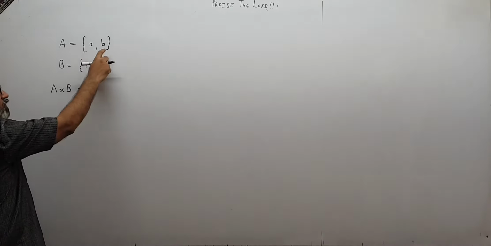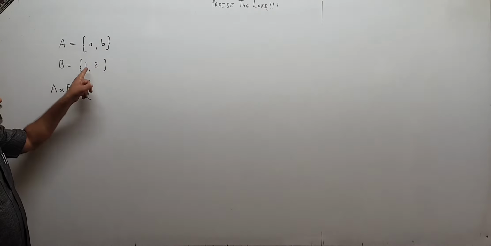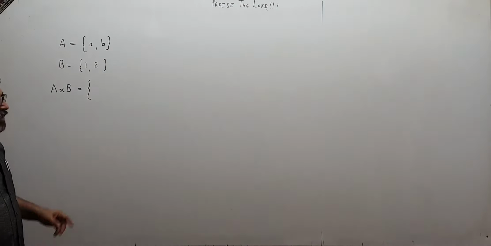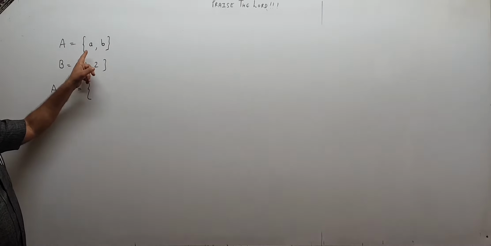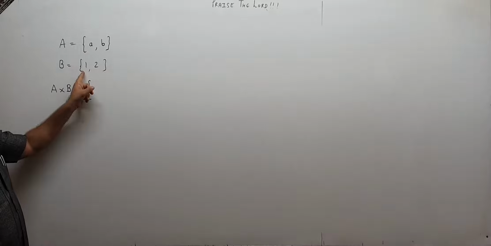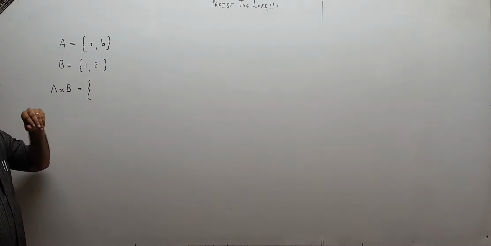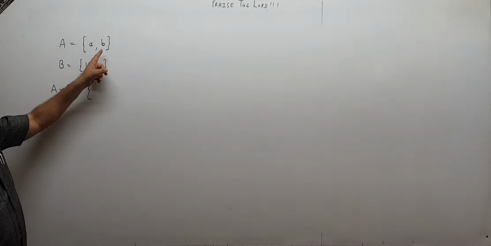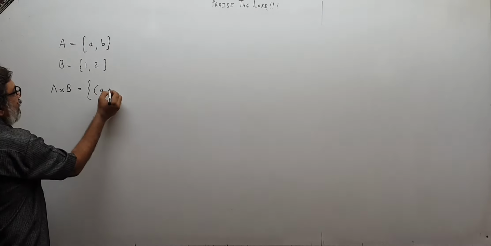So I will take up elements of A first and then elements of B. I will have a1, a2, b1, b2. A is first, B is first. I will first write the element of set A, associate it with all the elements of B one by one. (a,1), (a,2), then I will take up the next element of A, associate this element with each and every element of set B, (b,1), (b,2). So what answers I get? I will write it in ordered pair form.